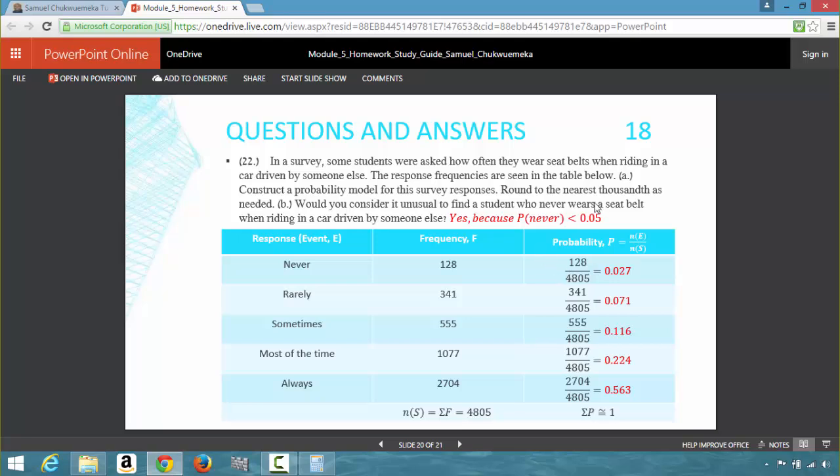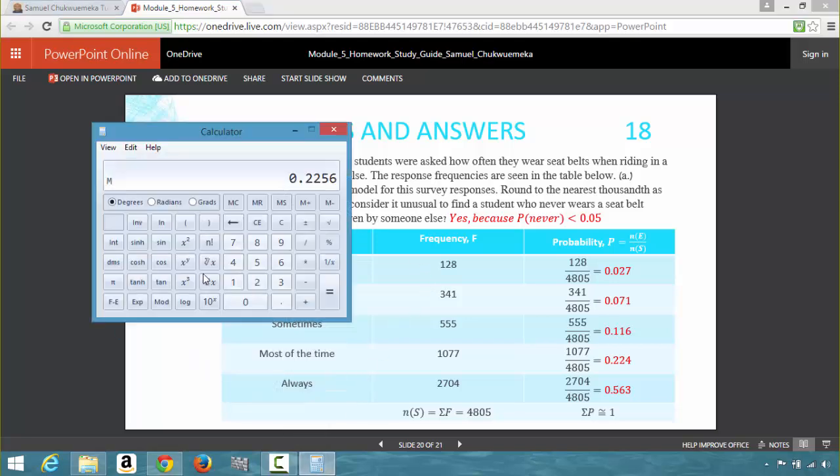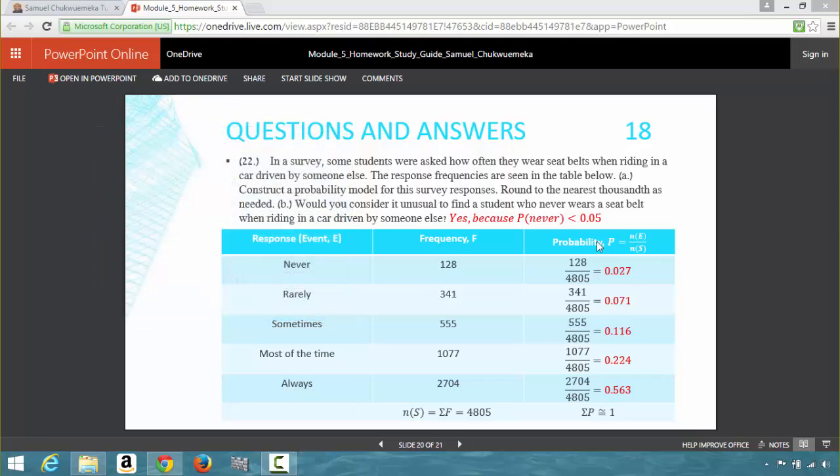4805, and they want us to round to the nearest thousand. That means 3 decimal places. Okay, so you have that. I will show you with one example. 128 divided by 4805. So you see that 0.027. So when you add up all of these, it is approximately 1. This is the probability model. The sum of all the probabilities should be 1.